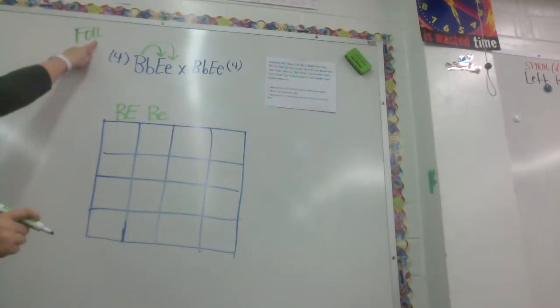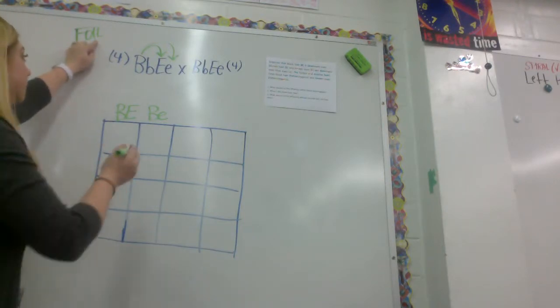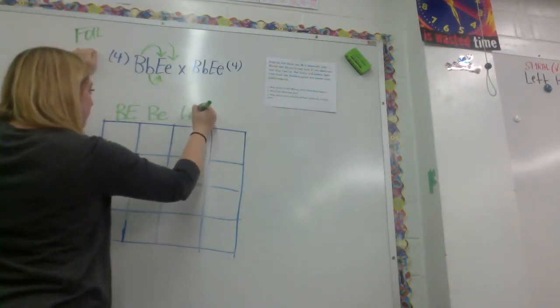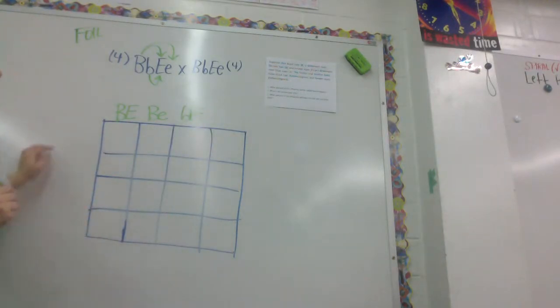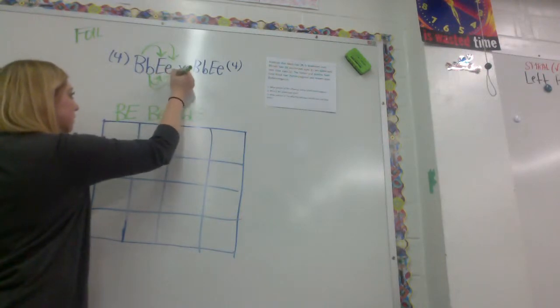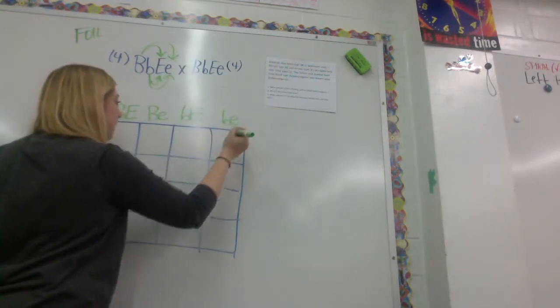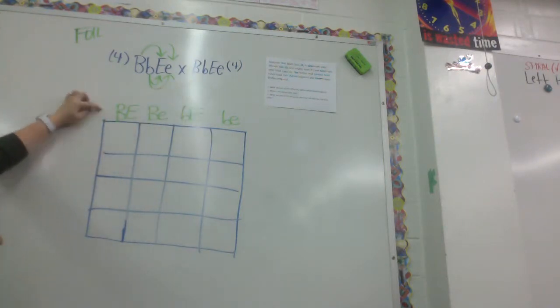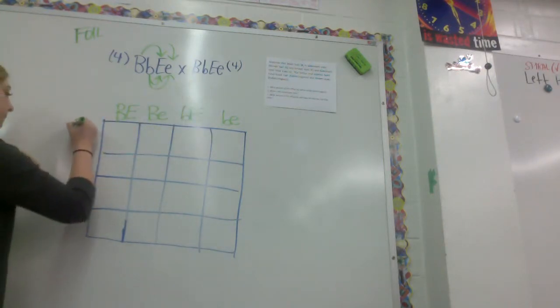Then we need the inside of each letter: little b, sorry, and big E. And then we need the last of each letter, which is little b, little e. Luckily for us, the genotypes are the same, so we can just copy this onto the side.